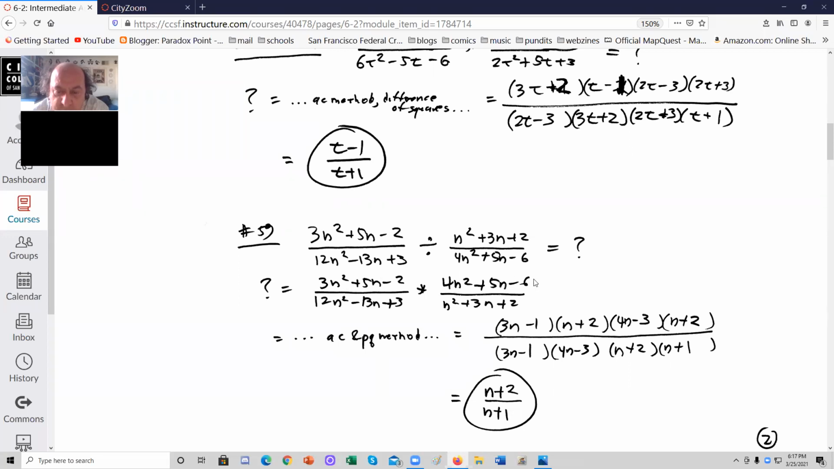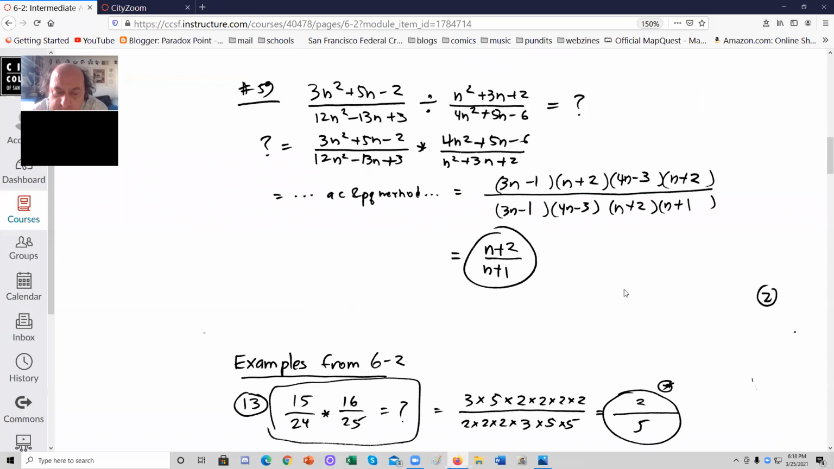4n squared plus 5n minus 6 factors into 4n minus 3 times n plus 2. This 12n squared minus 13n plus 3 factors into 3n minus 1 times 4n minus 3. And n squared plus 3n plus 2 factors into n plus 2 times n plus 1. Okay, let's see. 3n minus 1's cancel. n plus 2's cancel. 4n minus 3 cancel. We're left with these two factors, n plus 2 over n plus 1.